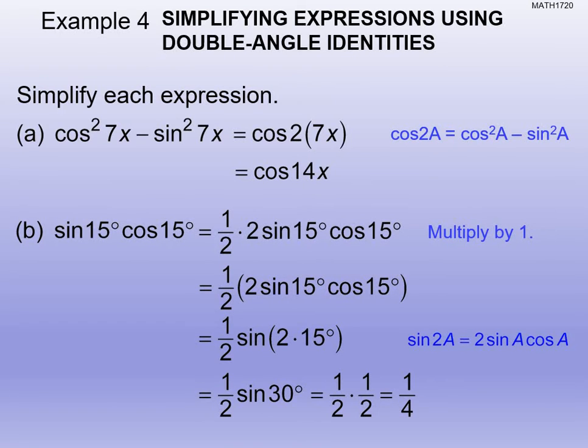We can also simplify that. We know sine of 30 is equal to 1/2. So we get 1/2 times 1/2, which is 1/4. Sorry about that.